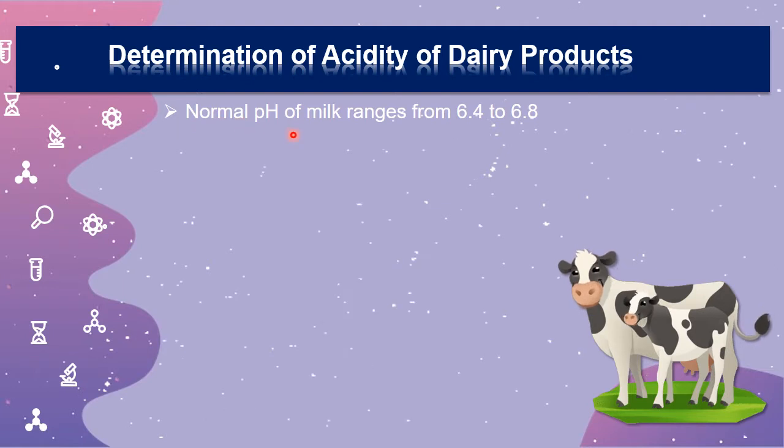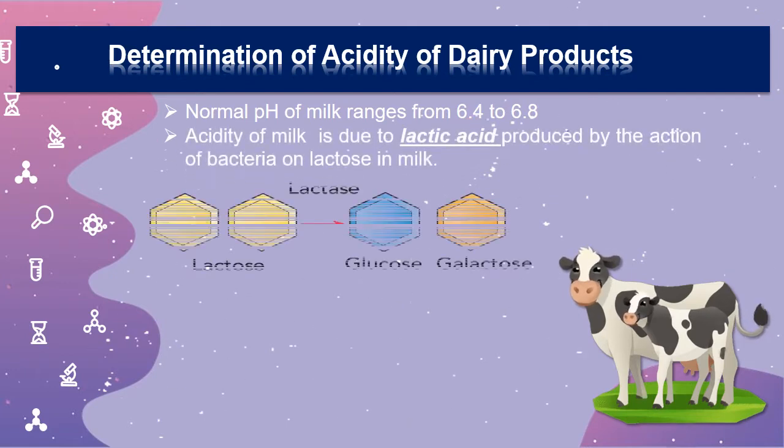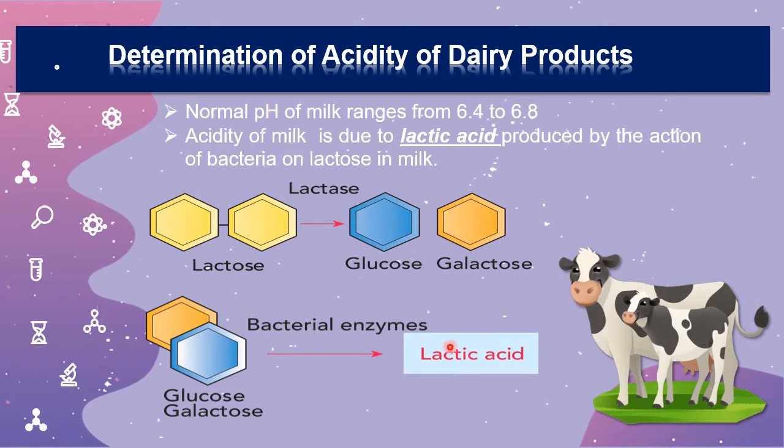Normal pH of milk ranges from 6.4 to 6.8, making it slightly acidic or close to the neutral. So this acidity of the milk is mainly due to the presence of lactic acid, which is produced by the action of bacteria lactase on lactose in the milk.